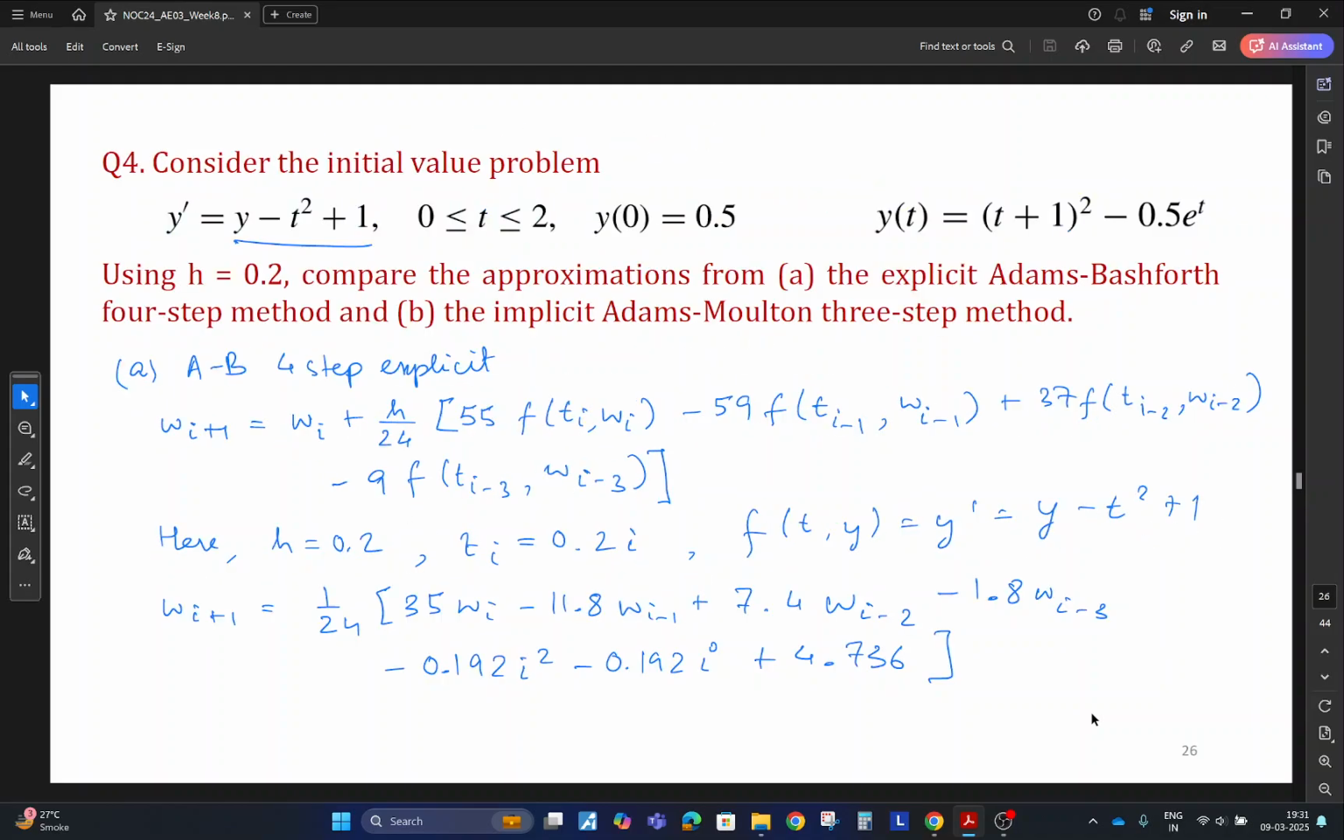This will give us the value of the variable w at the current time step as 1 by 24 times 35 w_i minus 11.8 w_{i-1} plus 7.4 w_{i-2} minus 1.8 w_{i-3} minus 0.192 i square minus 0.192 i plus 4.736.